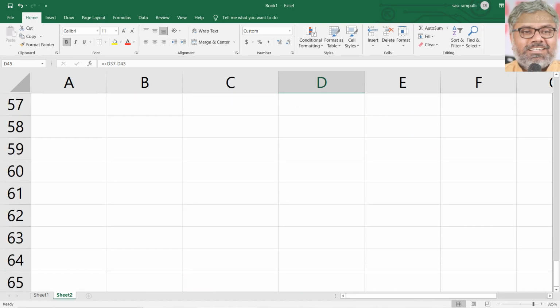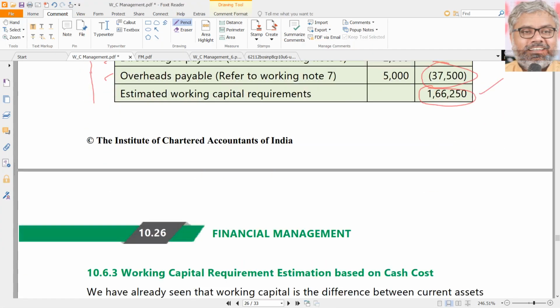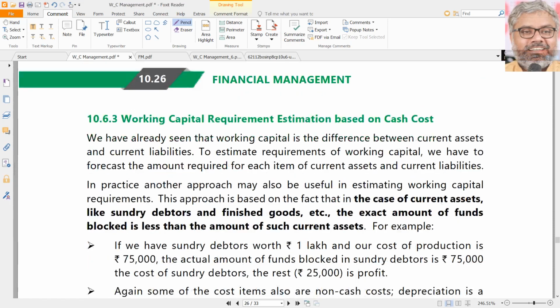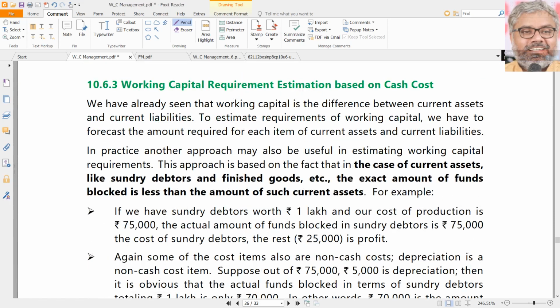One of the points to be noted here is that the stocks, all of them, raw materials, work in progress, and finished goods, are assumed to be the same at the beginning of the year as well as at the end of the year. Why? Because it is not a new organization. If it is a new organization, then it will be different. That is one point to be noted.